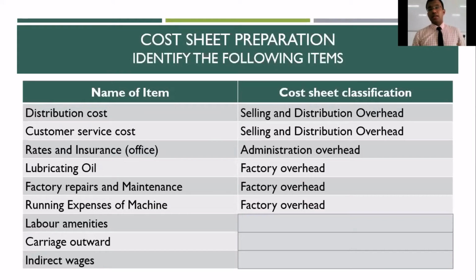Labor amenities. It can so happen that you may have to have some support systems for your labor people. This is something that you may have to provide them at your factory. So this again would be a factory overhead.